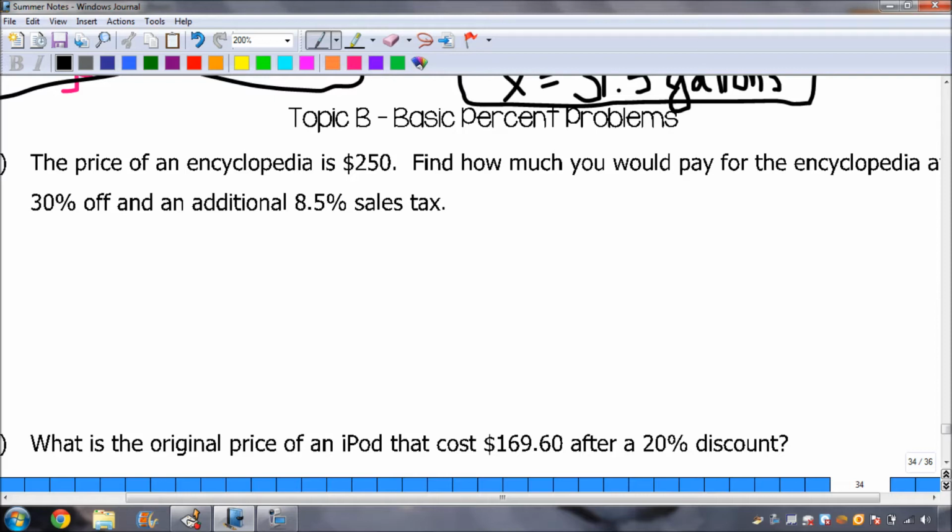I'm going to show you guys two different ways to do this problem. I suggest that you get both ways down so that you can decide which one you like better, and you can look back at both methods and use the one that you prefer, okay?